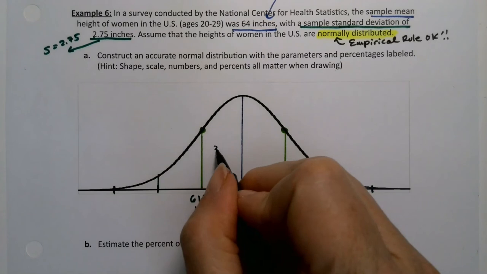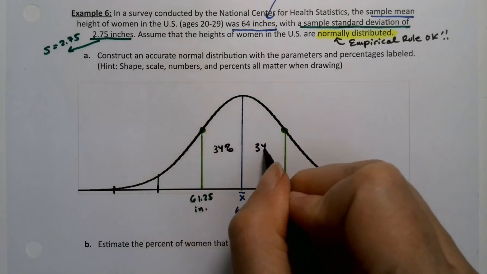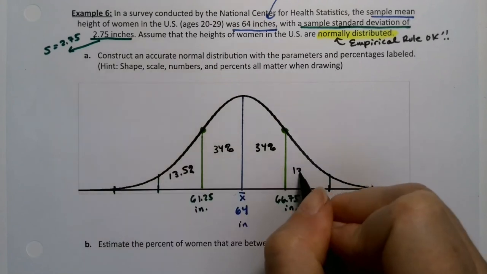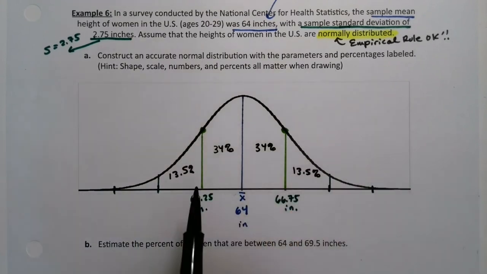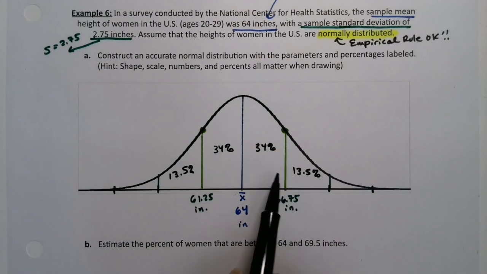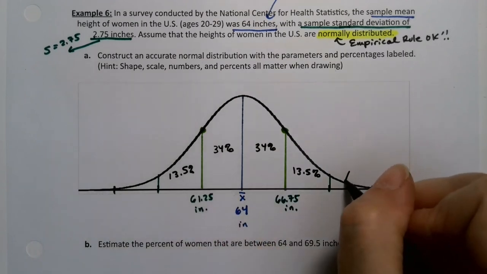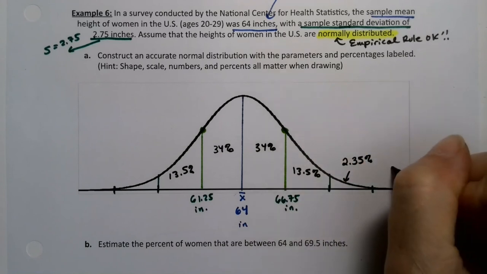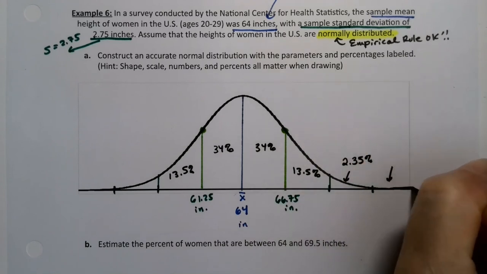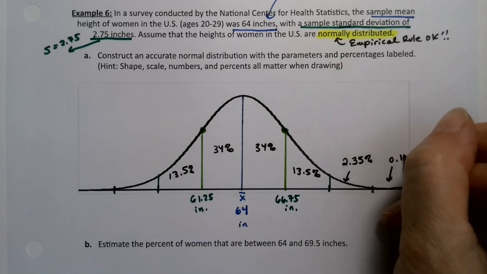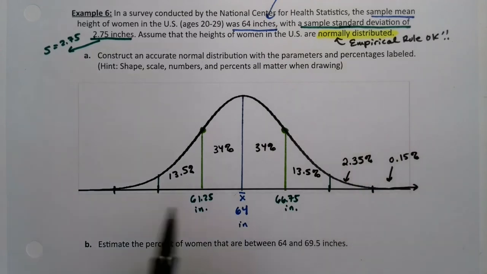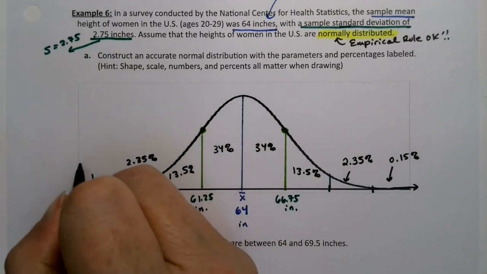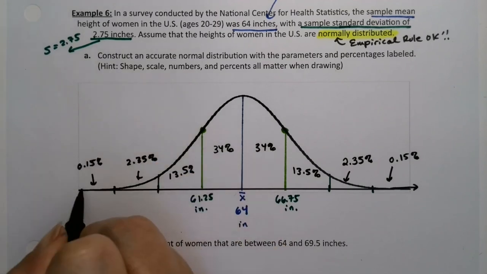I can put in the percentages because the percentages never change. It's always 34 and 34, 13 and a half, and 13 and a half. Put the percent sign in there. Don't just put the numbers, put the little percent sign because the whole thing has to make 100%. So this is 2.35%. And this actually goes on forever. You can put a little arrow on it. It's 0.15%, right? It keeps going. And then this is 2.35%. And this is 0.15%. And again, goes on forever.